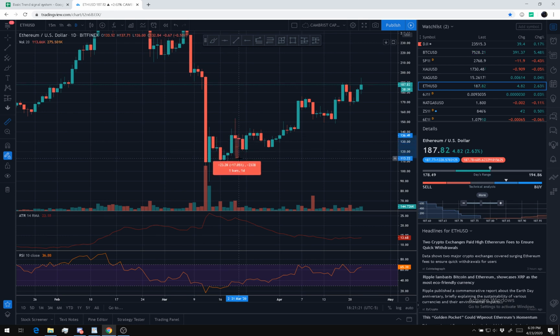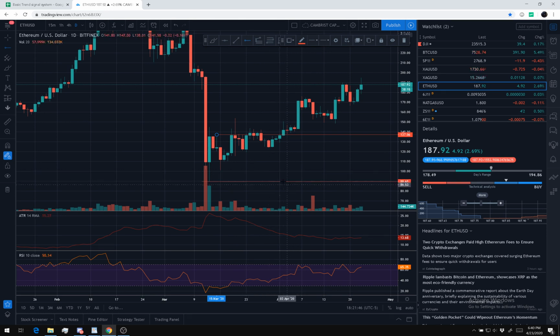And our system is using a 2 ATR stop. So our stop would be $46. That's 2 times the ATR. So we go down $46. And we can just place a line. This would be our stop. And this would be our entry. So we have our entry and our stop.